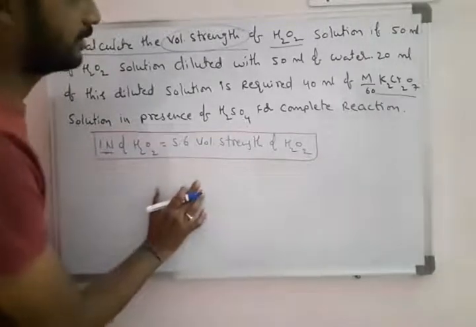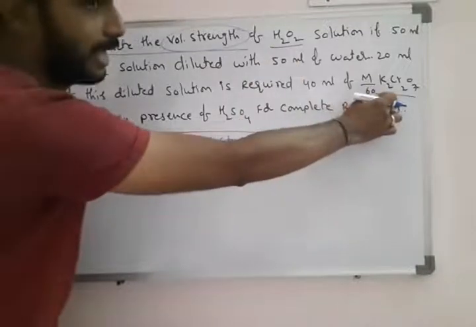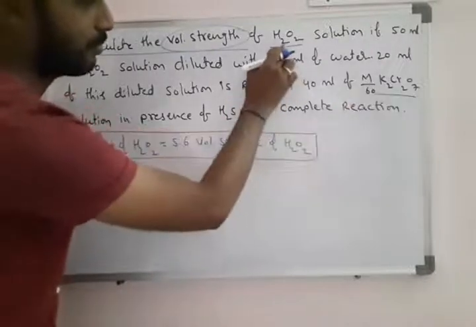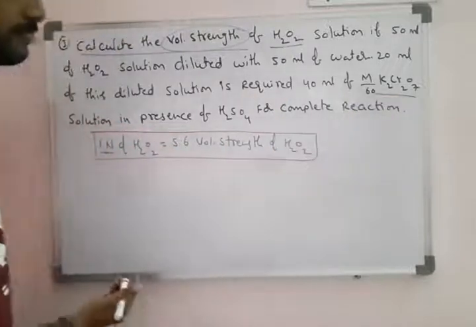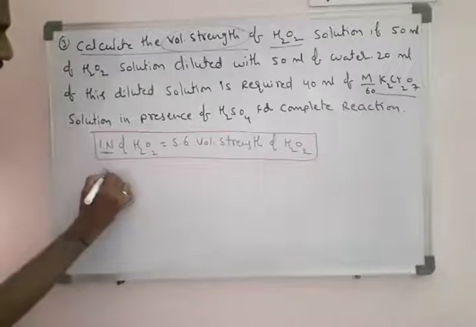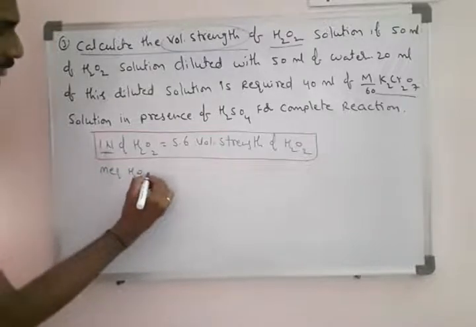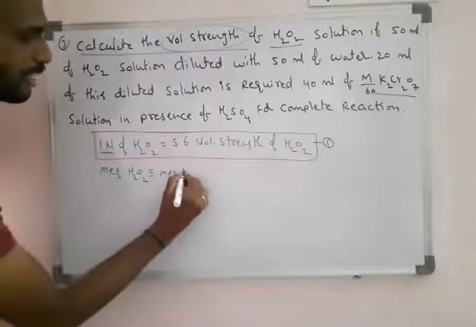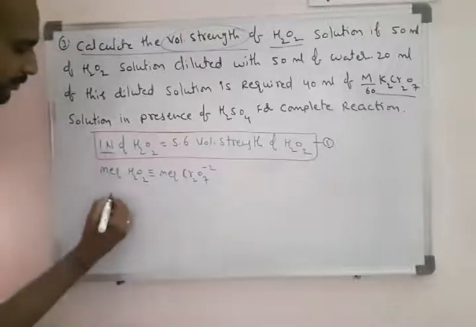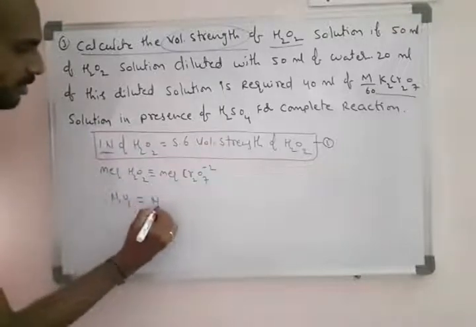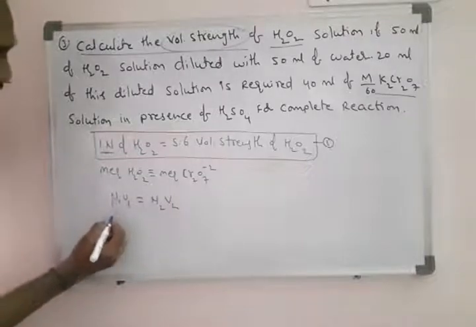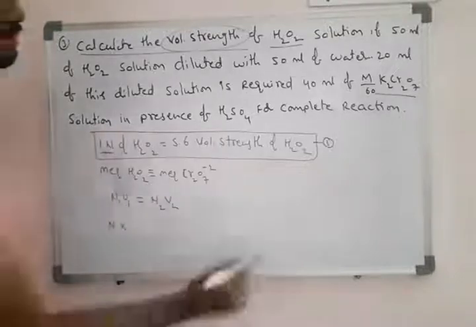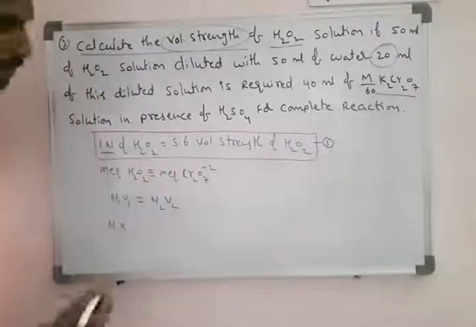So in this it is given that hydrogen peroxide reacts with potassium dichromate. We know that hydrogen peroxide completely reacts with potassium dichromate and reduces it to chromium. Therefore we can write milli equivalents of hydrogen peroxide are exactly equivalent to milli equivalents of potassium dichromate. That is N1V1 equals N2V2. So we need to calculate the normality of hydrogen peroxide. How much volume is used for the reaction? Only 20 milliliters is given.